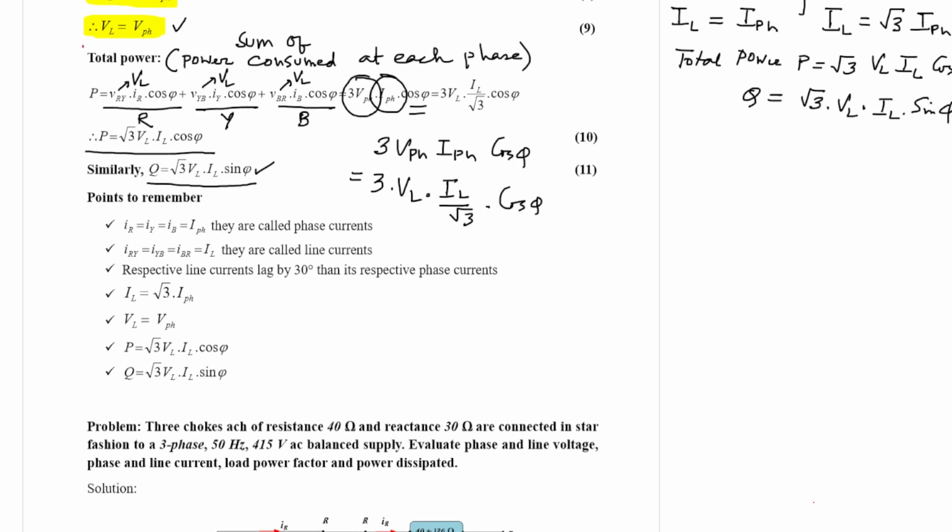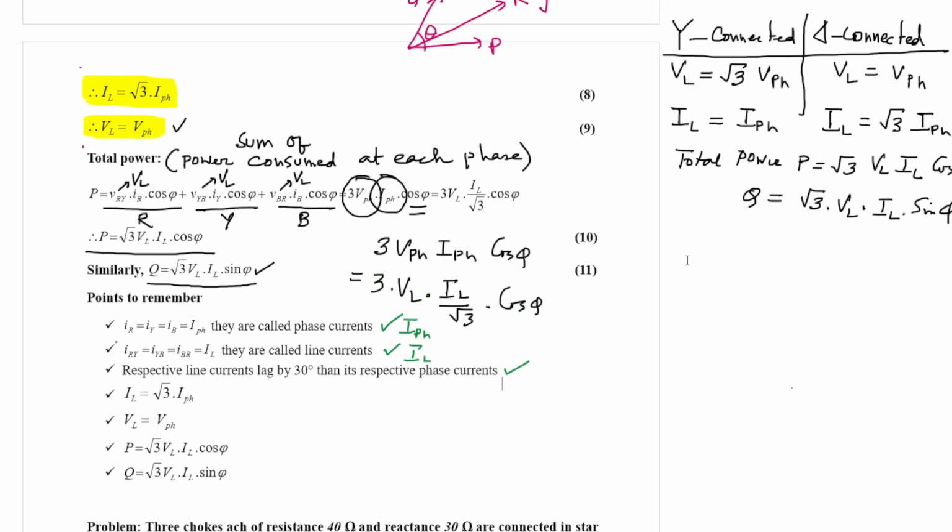So let us quickly recap what we have gone through. First we understood that IR, IY, IB are the 3 phase currents. We call them I phase. Then we understood that IRY, IYB, IBR are called line currents, I line. The respective line currents lag by 30 degrees behind their respective phase currents.